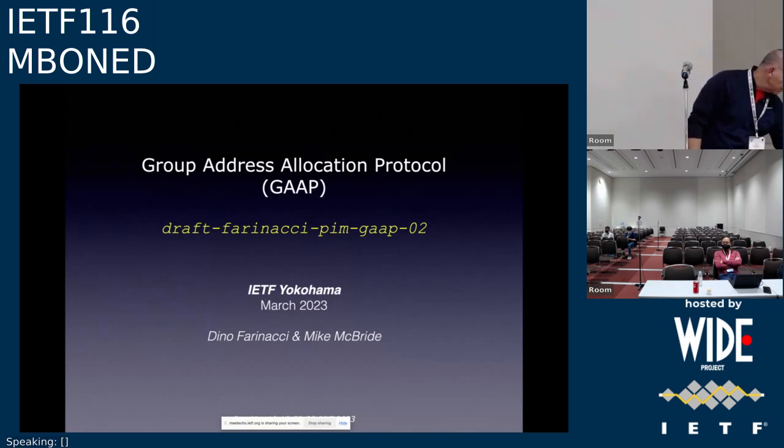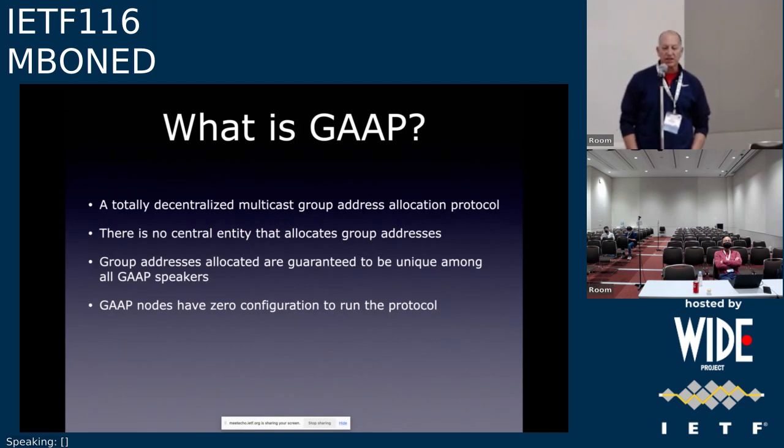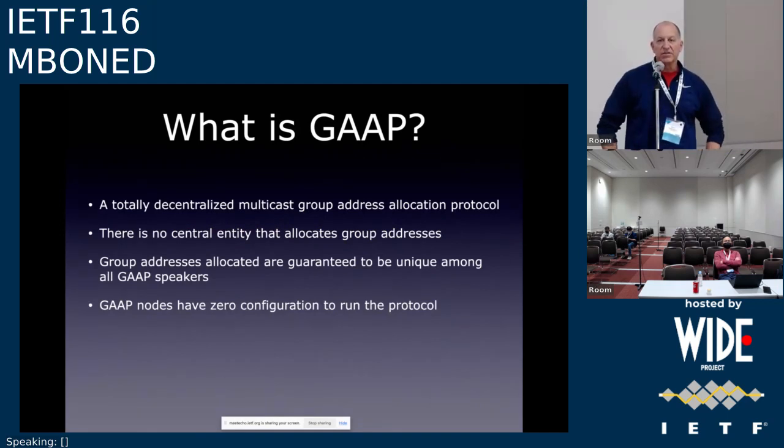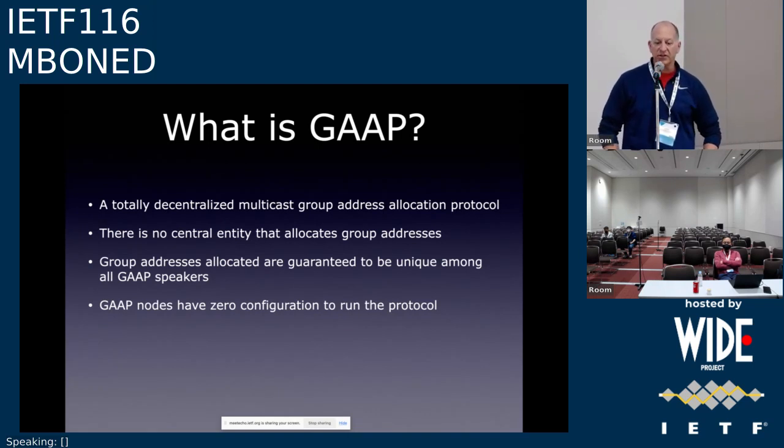Next, please. So what is GAP? The goal is to make it totally decentralized, a group allocation protocol where addresses are allocated by members that might want to be part of a group: receivers, multiple senders, or whatever. So there's no central entity that allocates addresses. And of course, we want to allocate addresses in a unique manner, so the groups don't inadvertently merge with each other, and multiple different groups don't collide at layer 2 in snooping switches. Group addresses are allocated and guaranteed to be unique across all the GAP speakers. And the nodes don't have any configuration other than specifying at the application a group name that they need to rendezvous with.